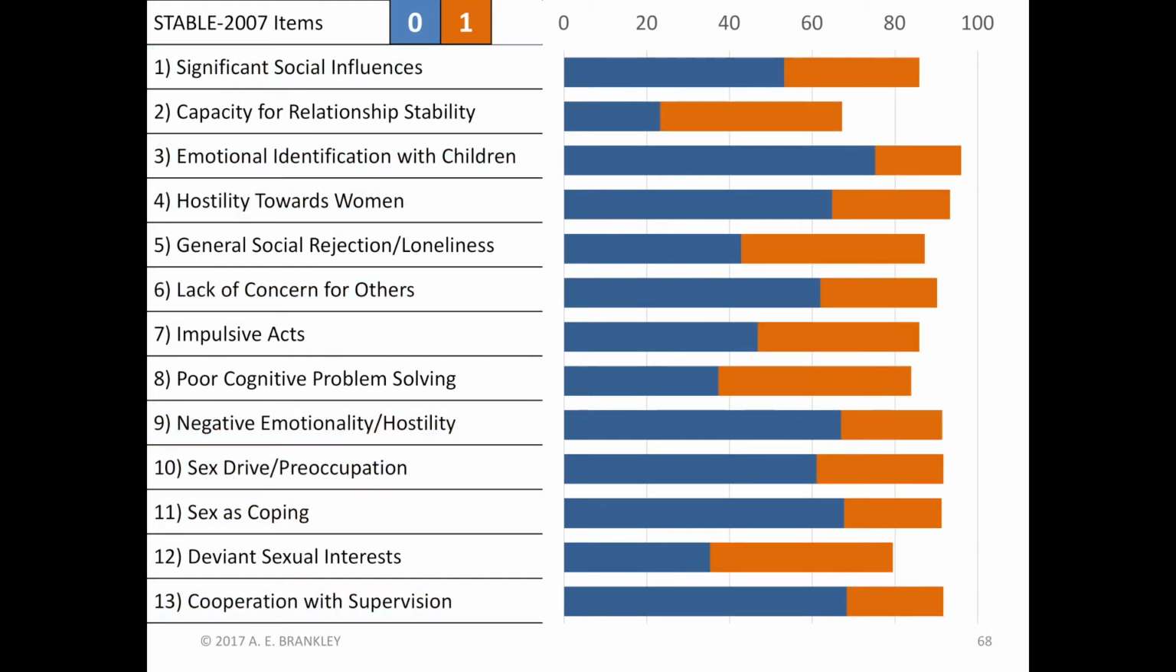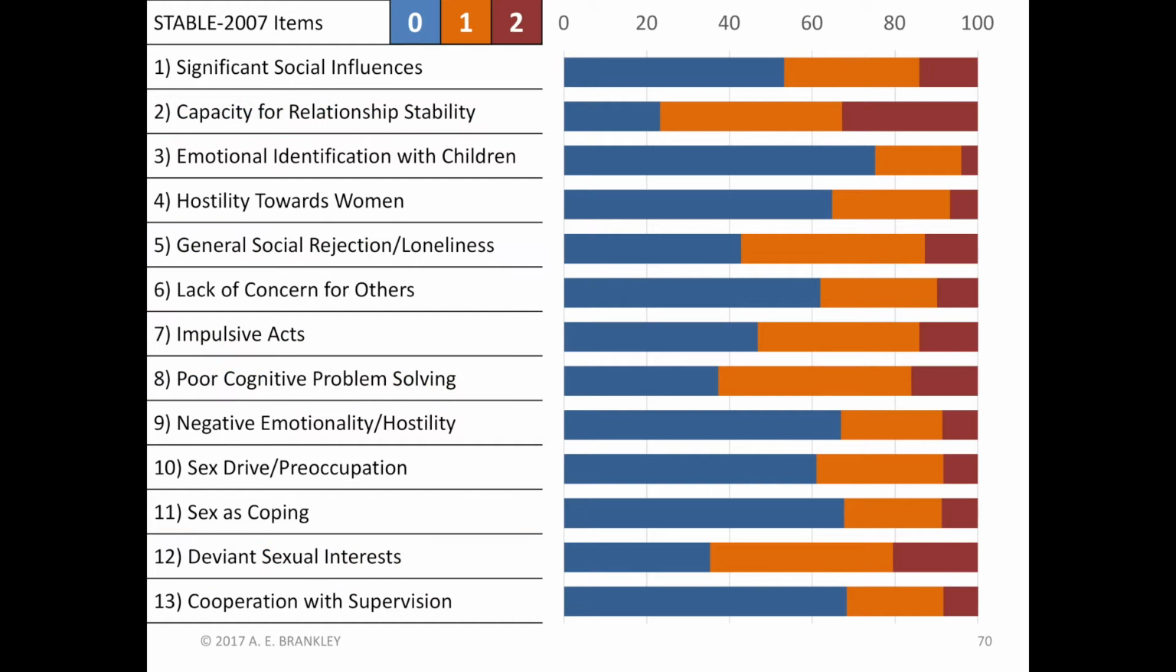The stacked orange bars show the percent of people who scored 1 on stable 2007 items. The score of 1 is actually more common than a score of 0 for about 5 items. Lastly, the stacked red bars indicate the number of people who scored a 2 on stable 2007 items. These scores are generally abnormal except for item 2, capacity for relationship stability.